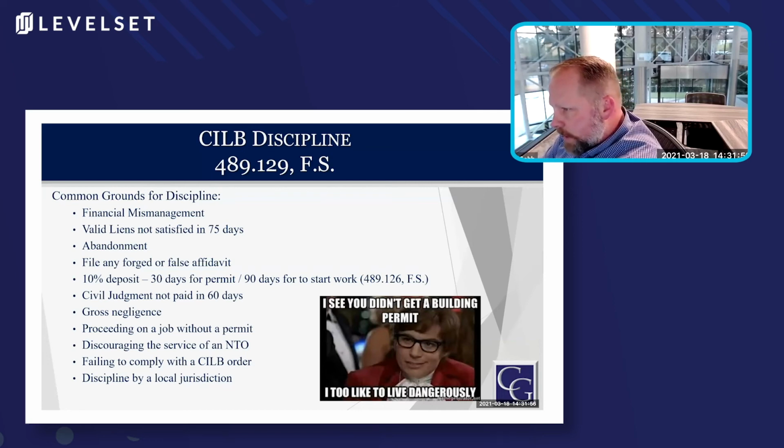Forged affidavits and false affidavits, that's a no-no. Deposit no work, or deposit and don't pull permits for the appropriate statutory time, that can lead to discipline. Civil judgments, proceeding on a job without a permit, and actually one that's buried in the administrative code is discouraging the service of a notice to owner. So if you're a contractor and you have a downstream trade, and you tell them that they better not serve a notice to owner on your customer, that is actually grounds for CILB discipline. And failing to honor a written warranty is also one that's buried in the administrative code as well. So if you have a written warranty and you're not honoring it, or you're not investigating and handling it, then you can be disciplined for it.